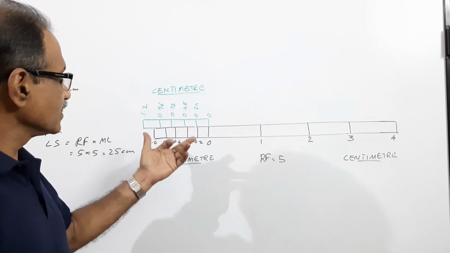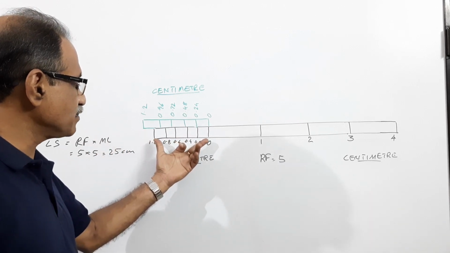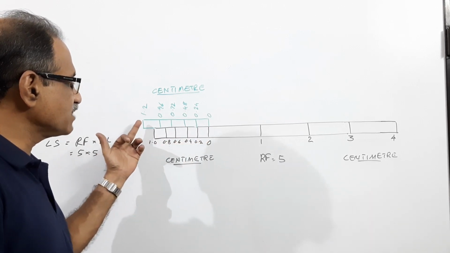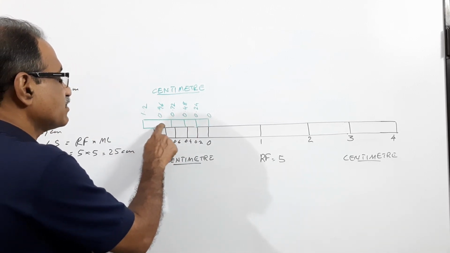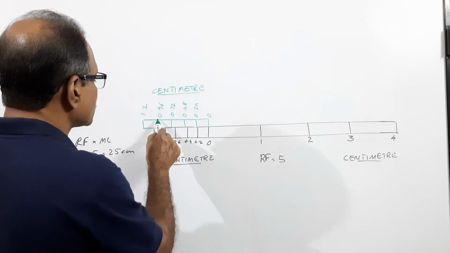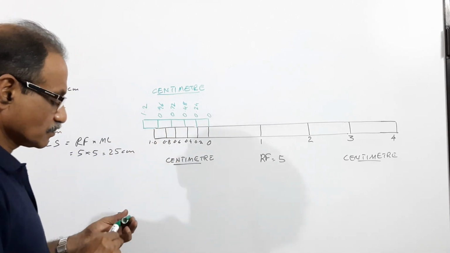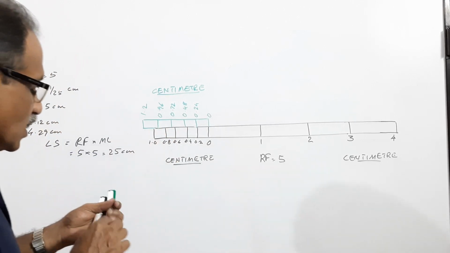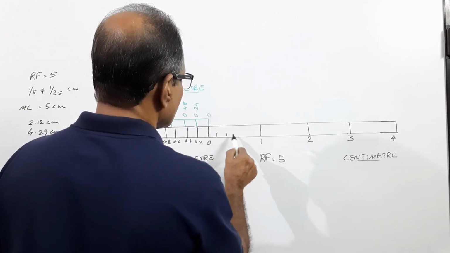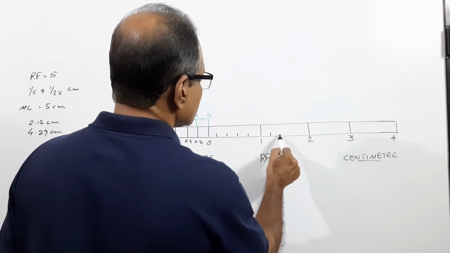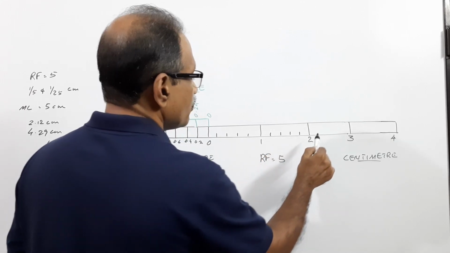Okay, 6 divisions, 5 divisions plus 1 more division, so the distance corresponding to 6 divisions is divided into 5 equal parts. Now, here also you have to divide into 5 equal parts, minimum.